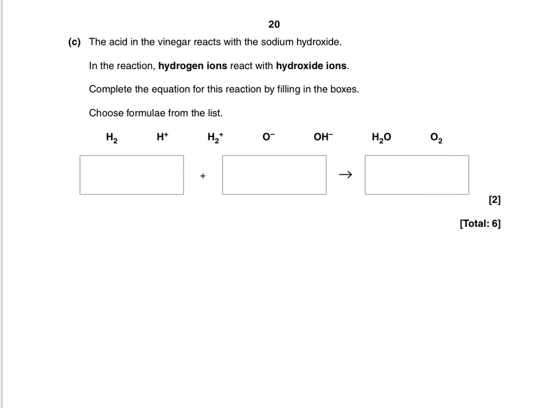Then we come to part C. Really nice one. In the reaction, hydrogen ions react with hydroxide ions. Complete the equation for this reaction by filling in the boxes. All I've got to do is choose 3 from here and fill it in. We've gone through this in class, so it should be fairly straightforward. I think even in the paper before, it's told you that hydrogen ions are H+. So use that information if it's there.